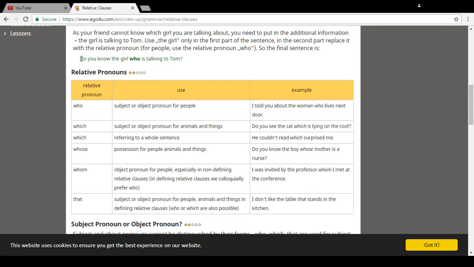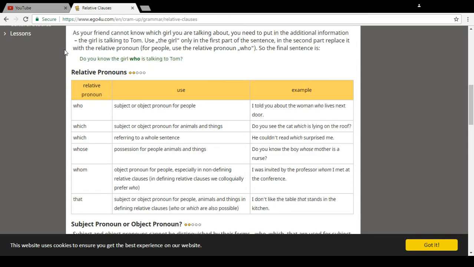Mi sad na ovom primjeru možemo vidjeti odličnu primjenu defining relative klauzi. Dakle, da li znaš djevojku koja priča sa Tomom? Znači, vidimo da je who zamjenica koja predstavlja sponu ove dvije rečenice. Radi se o definiranoj klauzi, to možemo prepoznati lako jer nema nigdje zareza. Ovdje nema nigdje zareza, samo kaže who is talking to Tom. Dakle, ova informacija koja je rečena definiranom klauzom nam definiše ovu djevojku.